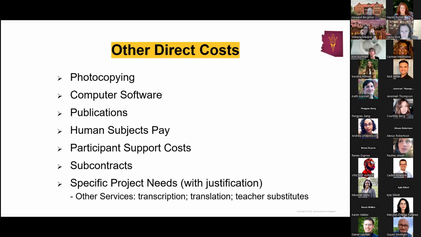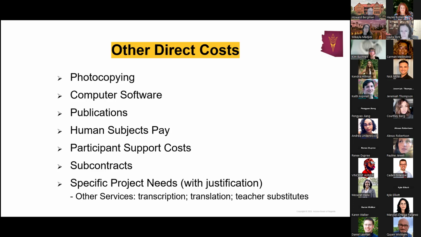Any preparation of publications for dissemination that may be necessary, human subjects pay, participant support costs. I'm going to cover both of those in a second. And then any subcontracts, which will also be covered a little bit later.